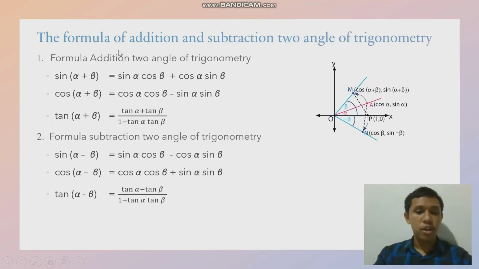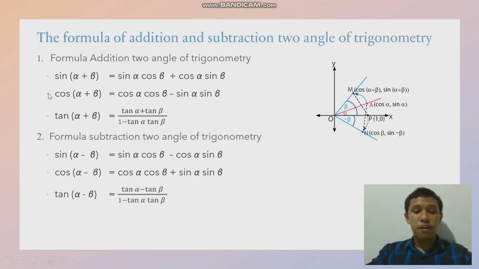So now I will tell you about the formulas for addition and subtraction of angles in trigonometry. First, the formulas for addition of angles. For addition of sin: sin(alpha plus beta) equals sin alpha cos beta plus cos alpha sin beta.